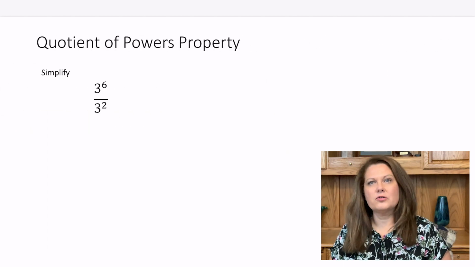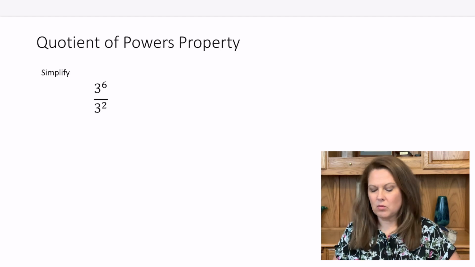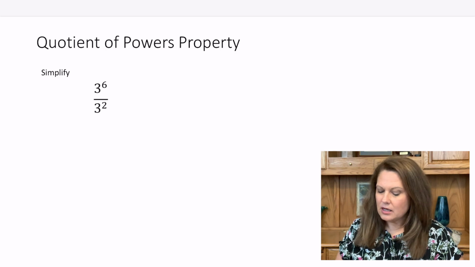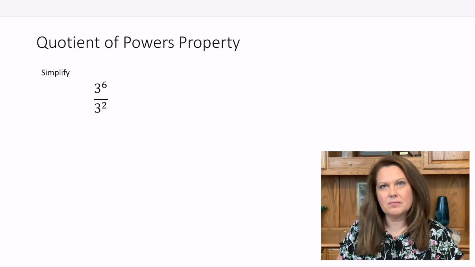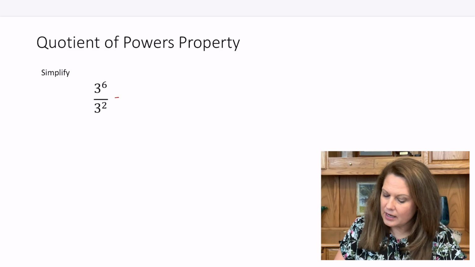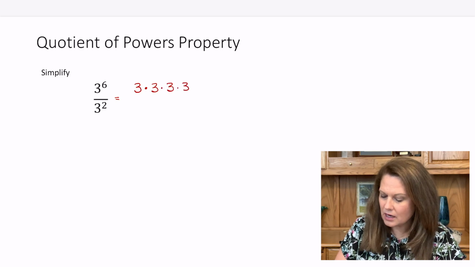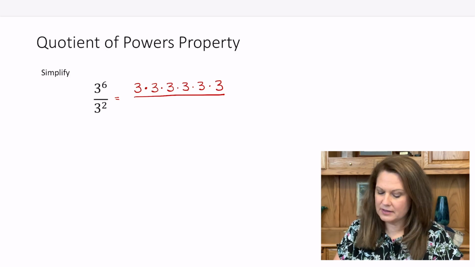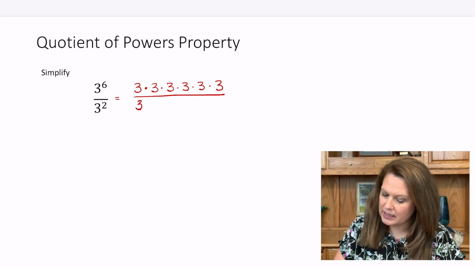So let's take a closer look at a quotient of powers. Simplify, remember, just means to write in simplest terms. So we have 3 to the 6th divided by 3 to the second. If we expand these out, I'm going to say 3 times 3 times 3 times 3 times 3 times 3. I'm going to put my fraction bar. Remember, fraction is our symbol for division. And we're going to expand 3 to the second power, 3 times 3.